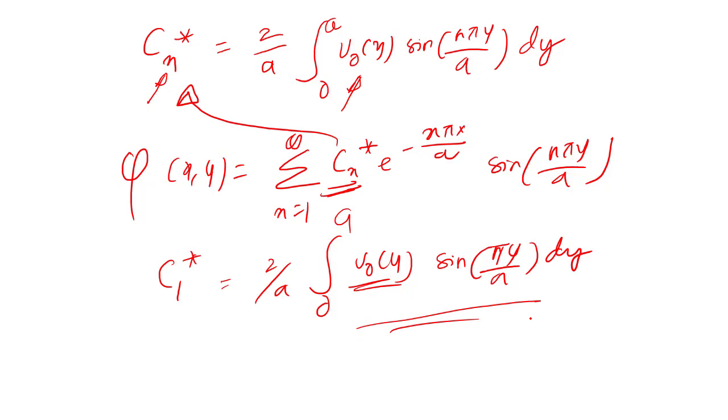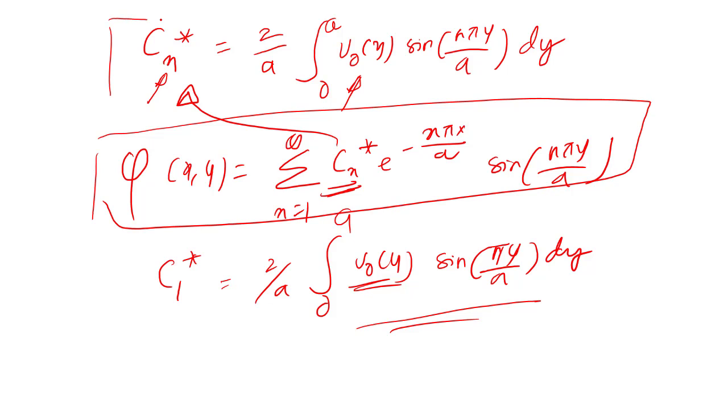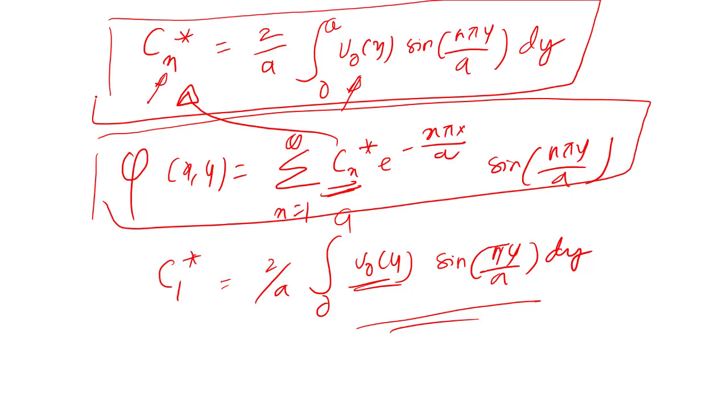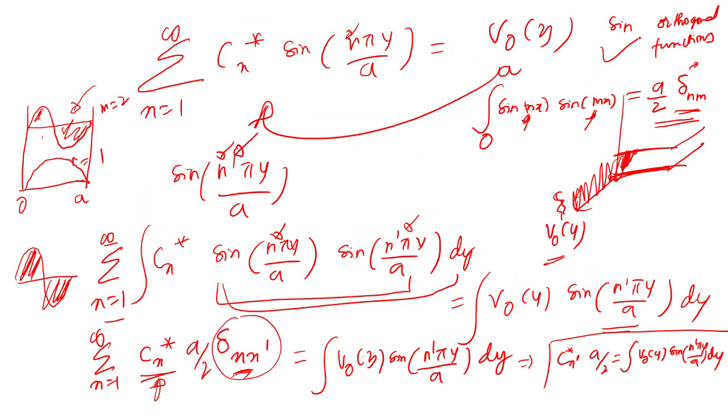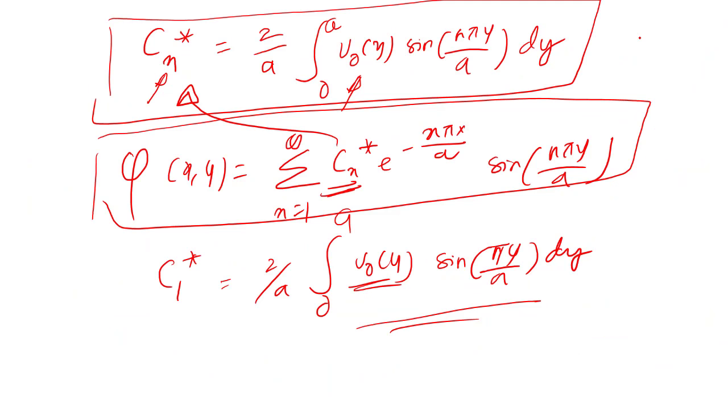So this in general would be the solution, where Cn star is given by this. We can evaluate this integral for a specific case. If I choose the potential to be constant, let's say V0 of y is just a constant V0, then Cn star is the integral from 0 to a of V0 sine n pi y by a dy.